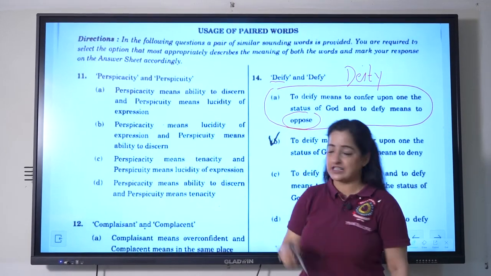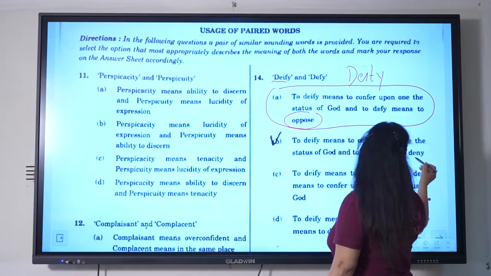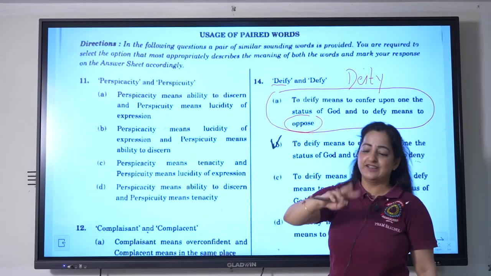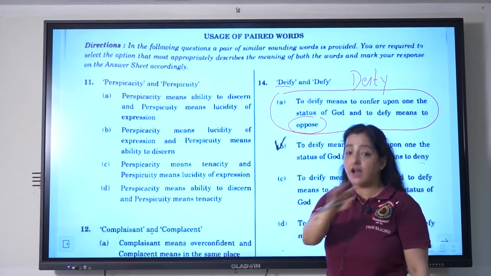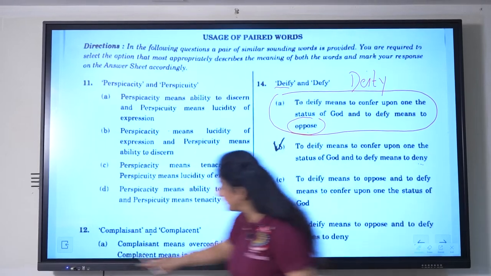So you're going against. Most of the students get confused with defy and think that this could be the meaning, deny. Don't get confused. It could just confuse you because of the spelling and the rhyming thing. But that's not the meaning. The correct meaning is oppose. Okay, here we go.